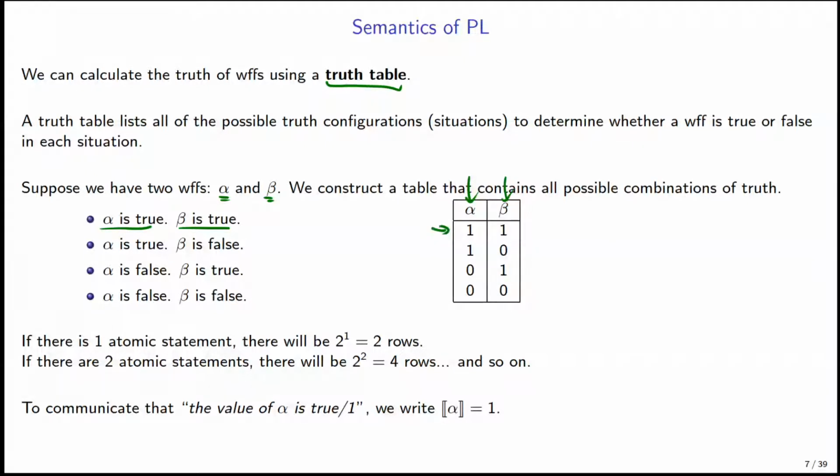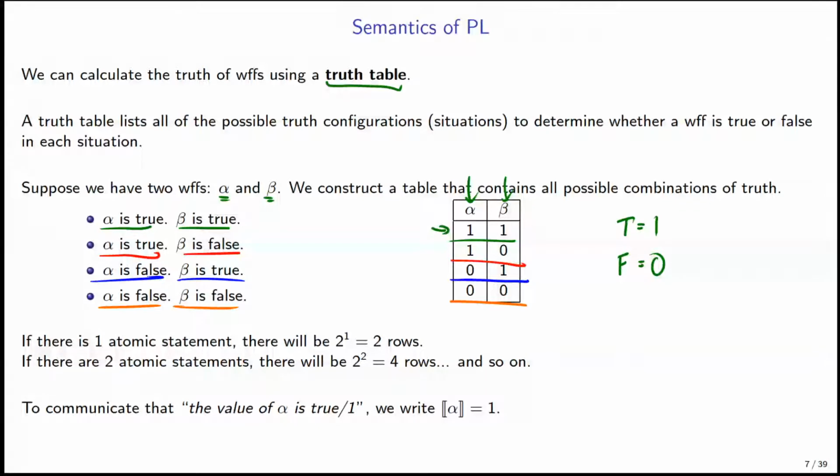Remember, true is represented by ones and false is represented by zeros. So our first line says alpha's 1, beta's 1, so that means they're both true. In the second line, we want a combination where alpha is true and beta is false. So that gives us a line 1, 0, where alpha is 1, beta is 0, because alpha is true and beta is false. In the third line, we have alpha false, beta true. So alpha false gives us alpha 0, and beta true gives us beta 1. And then in the last situation, they're both false. Alpha's false, beta's false. That gives us a 0 and a 0 in that row.